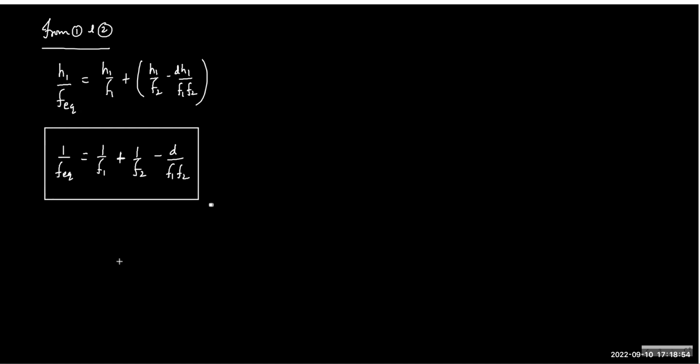So this is called the combination of lenses formula, and it is valid when D is less than F1. It means the light ray must hit the second lens before it hits the axis. Understood? So this is how we derive it.